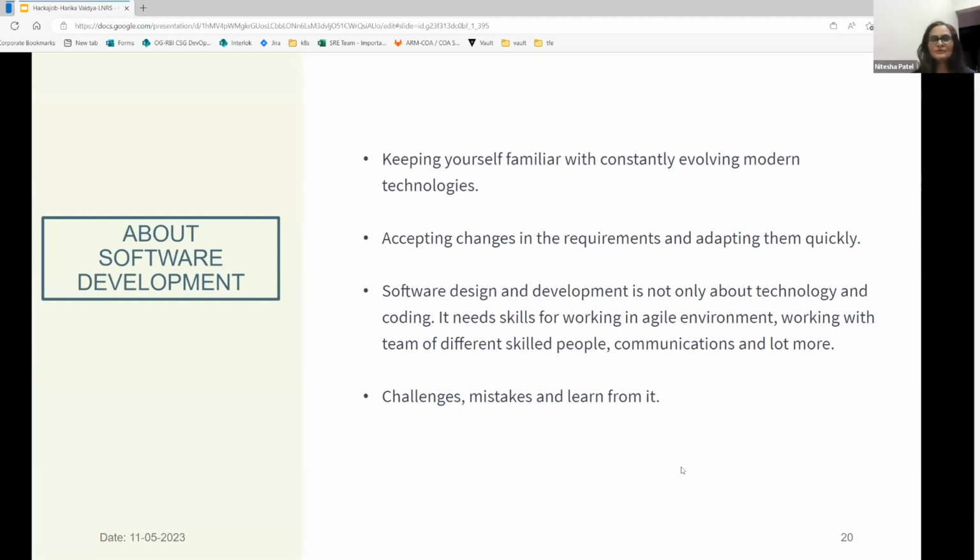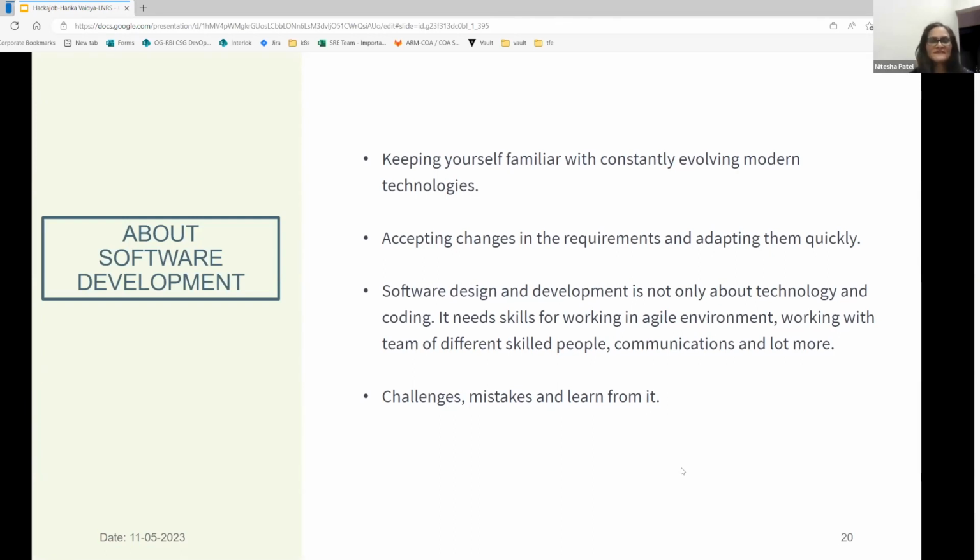There are lots of things where you feel like, oh, I can't do that. You have to trust in yourself, learn them, and keep yourself up to date. There are lots of materials and courses out there. One more thing: software development is not only about writing code or testing. It requires all sorts of skills, like how you build a team, how you lead a team, how you work with differently skilled people, how you communicate, and how you work in an agile environment, and a lot more.